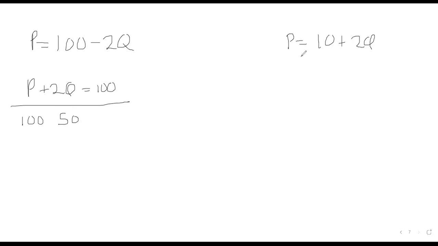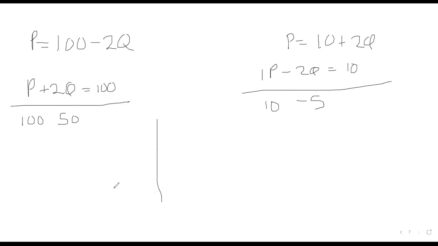You do the same here. Put the letters on one side. P minus 2Q is equal to what? 10. So you get the intercepts. 1 into 10 is 10. Negative 2 into 10 is negative 5.